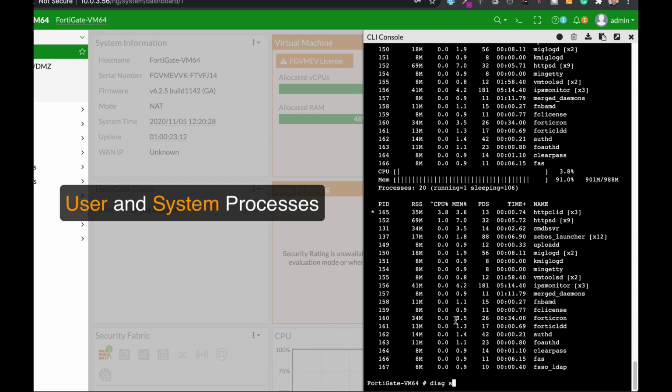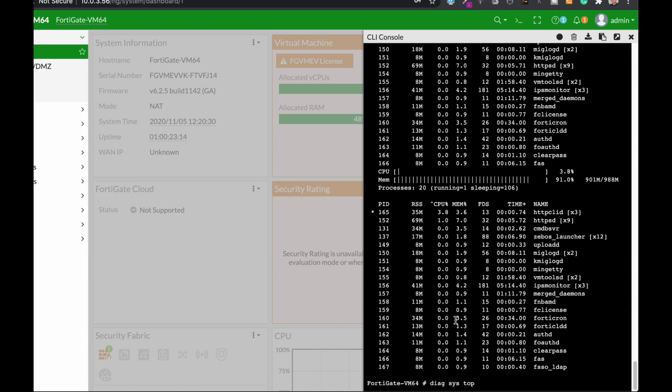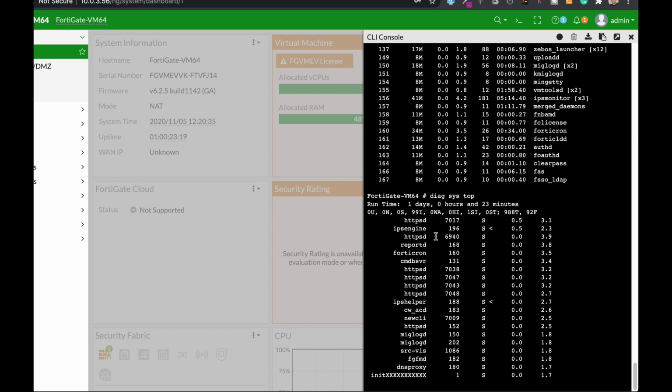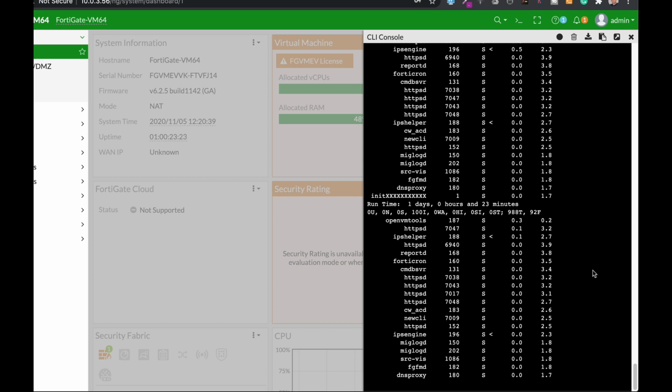Now, let's look at the diag sys top. The diag sys top will actually list processes individually. It would list all processes. It will show the process ID, the memory that is being consumed, the CPU.